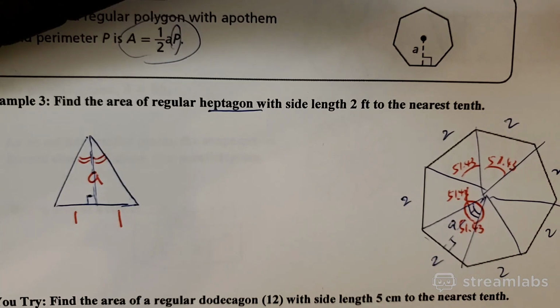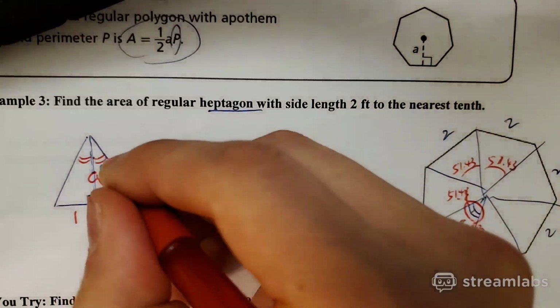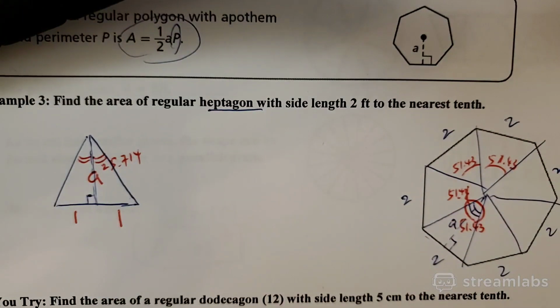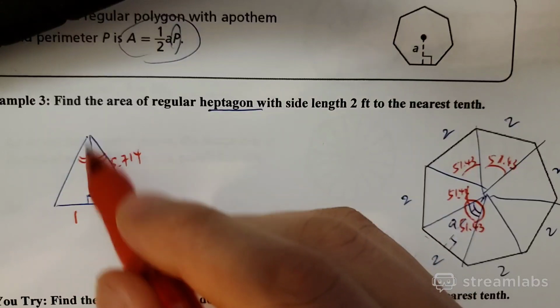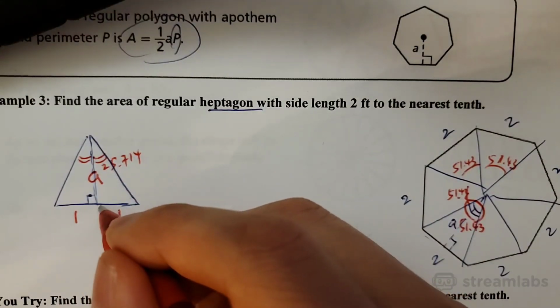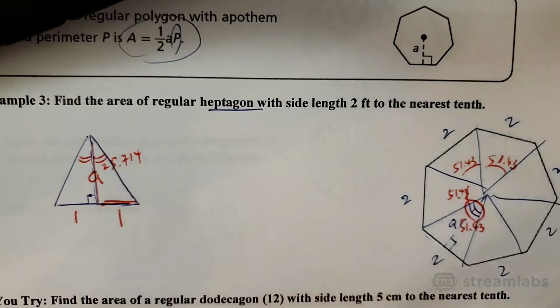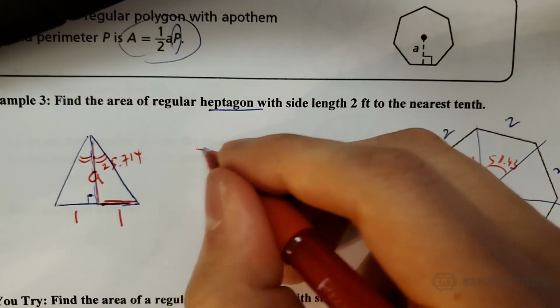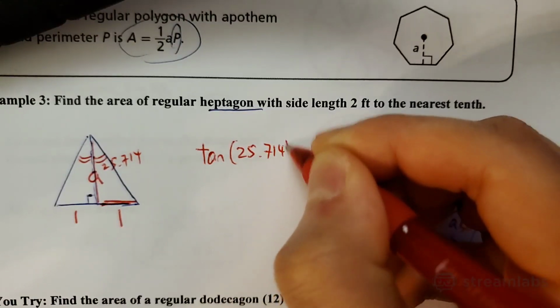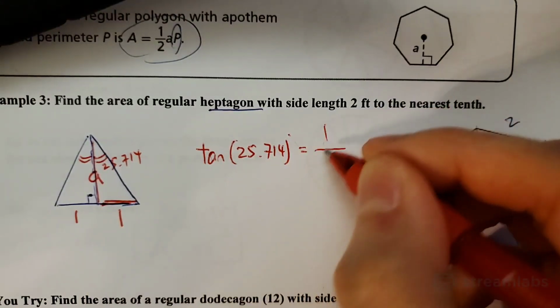25 points. Dude, you use your calculator. 25.714, right? So now we need to use a little bit of trig, okay? So I know the opposite. I want the adjacent, so I'm going to use tangent, right? Tangent of 25.714 is equal to opposite over adjacent.